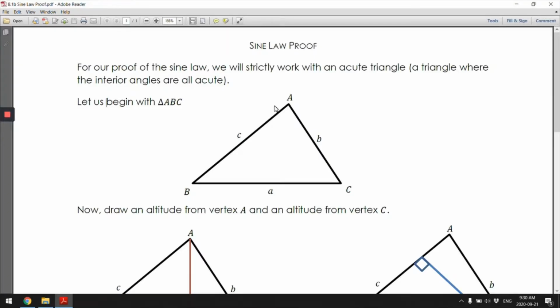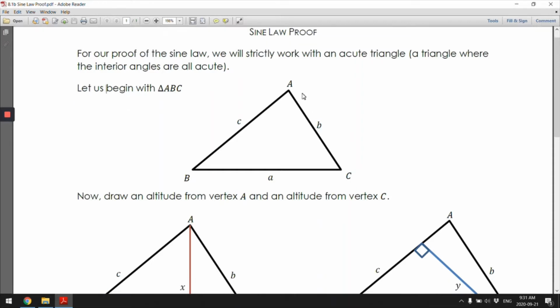Okay, so let's try to prove the sine law here. What we have is an acute triangle, which means all the interior angles, angle A, angle B, and angle C, are acute angles. We can prove the sine law working with obtuse triangles as well, but that will require us to use some grade 11 trigonometry. So we're just going to stick with an acute triangle for now.